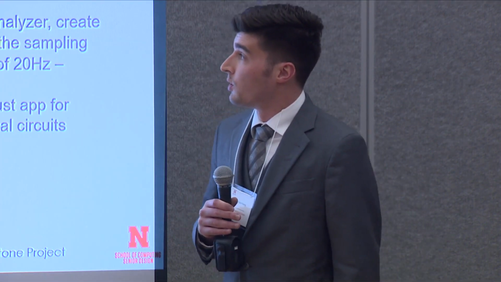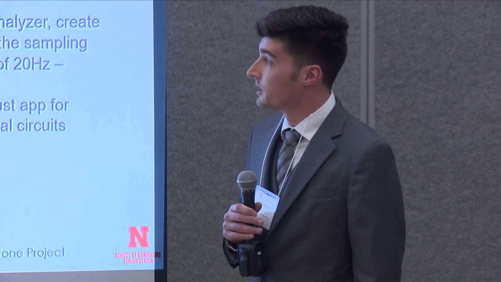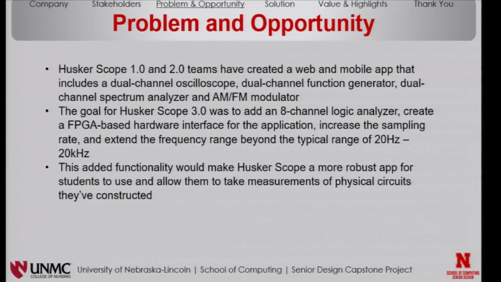Okay, so this is the third iteration of this project. Husker Scope 1.0 and 2.0 teams created a web and mobile application. It includes functionality for the following pieces of lab equipment: a dual-channel oscilloscope, dual-channel function generator, dual-channel spectrum analyzer, and an AM/FM modulator. The goal for 3.0 is to expand upon this functionality.